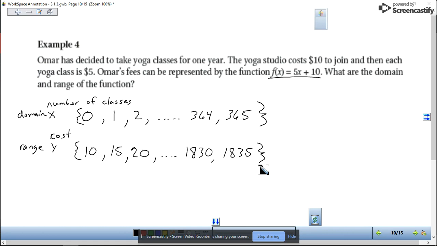That's what's called a restricted domain. It's limited to very specific values. And if you were graphing this, you would be graphing a bunch of points, a bunch of dots, because it wouldn't make a whole lot of sense for you to draw that line in between. Because you can't have half of a class. So if you're graphing it, you could draw the line, but each individual point is what would really matter. Alright, so we got one more example to look at.